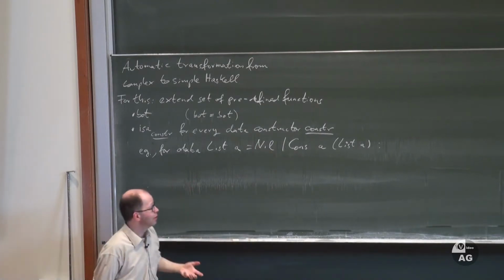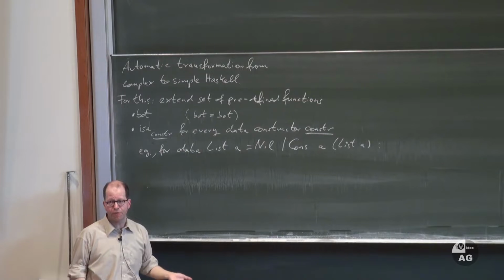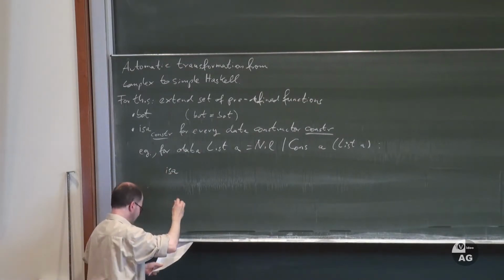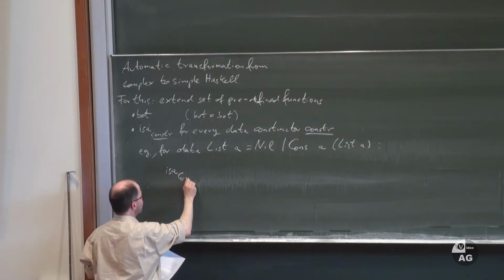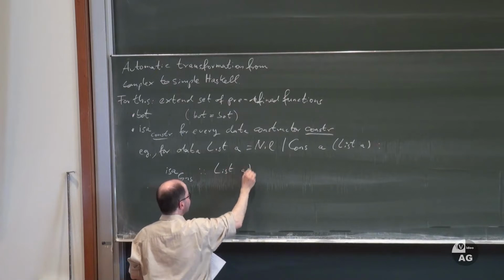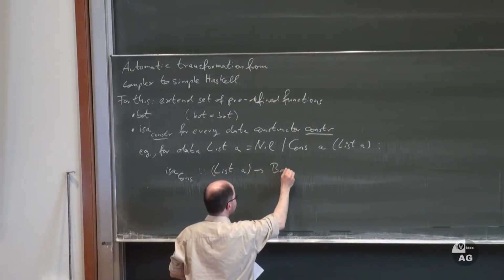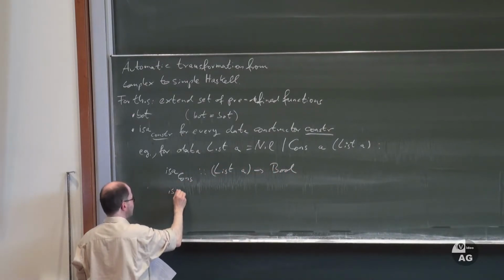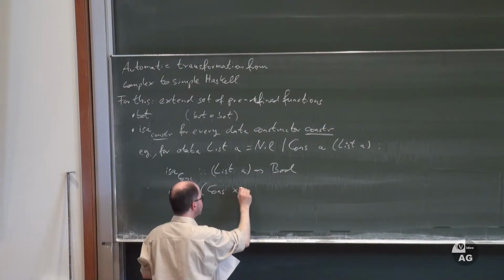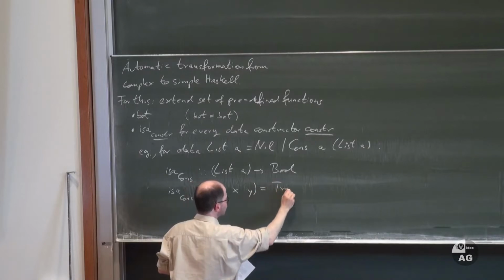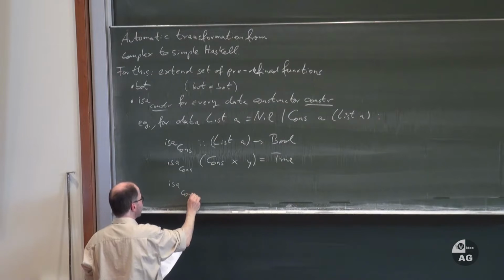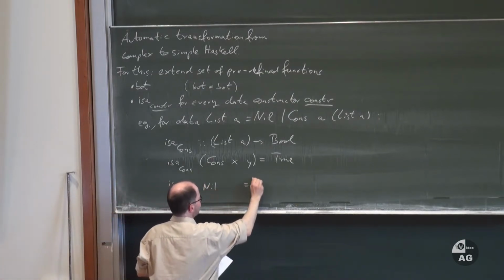If you want to define this yourself in full Haskell, of course, it's no problem to define this, but in simple Haskell, this would be a problem. So for example, is-a-cons would be a function which takes a list object and gives you back a Boolean, and it just checks whether the argument is built with cons. If it is built with cons, it returns true. And if it is built with nil, it returns false.